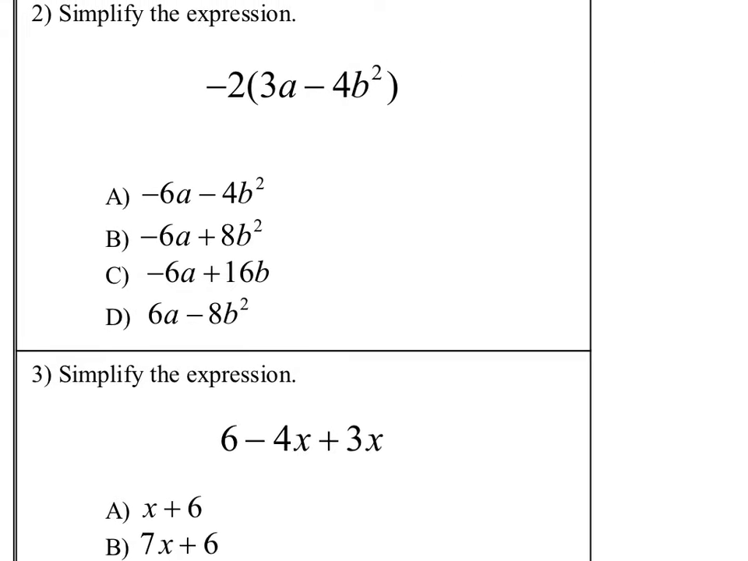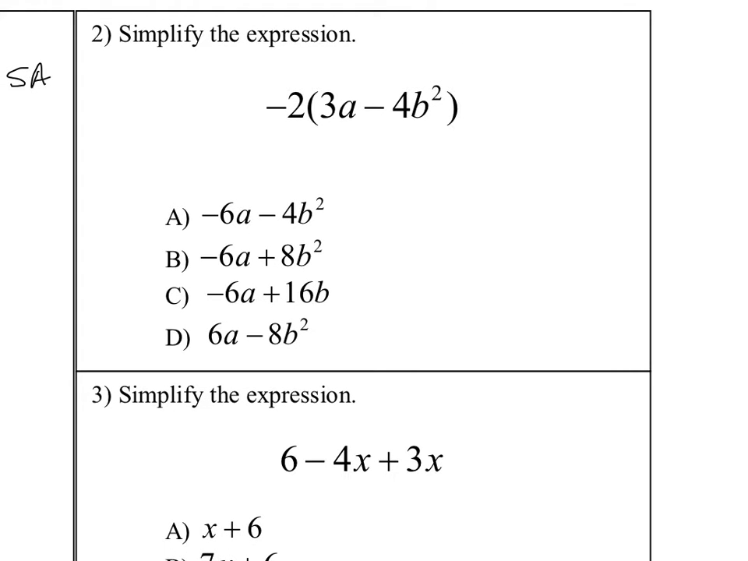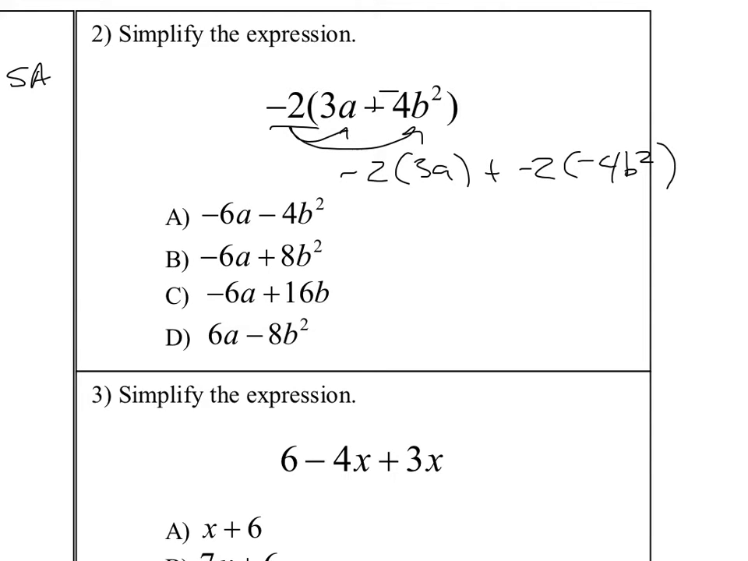Some other reminders and some things that we're going to need today. We need to distribute this expression. In order to do that, the first thing we need to do is change this subtraction to an addition, so we will add the opposite. And then we want to distribute. So it's going to give me negative 2 times 3a plus negative 2 times negative 4b squared. Negative times a positive gives me negative 6a. And a negative times a negative, so negative 2 times negative 4, is positive 8 times b squared. And as we look through our answer choices, this is going to be answer choice B.